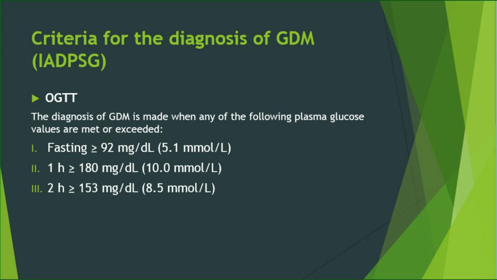If fasting blood sugar is 5.1 or above, 1 hour after taking 75 gram glucose is 10 or above 10 millimole per liter, and 2 hour after taking 75 gram glucose is 8.5 millimole per liter or above, then the patient has GDM. If any of these glucose levels is met or exceeded, then the patient has GDM. This is not WHO criteria, this is IADPSG criteria, which is mostly followed all over the world.